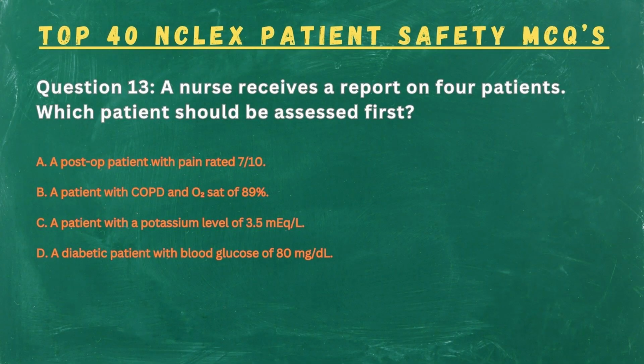Question 13. A nurse receives a report on 4 patients. Which patient should be assessed first? A. A post-op patient with pain rated 7 out of 10. B. A patient with COPD and O2 sat of 89%. C. A patient with a potassium level of 3.5 milliequivalent/L. D. A diabetic patient with blood glucose of 80 milligrams per deciliter. Answer: B. A patient with COPD and O2 sat of 89%.